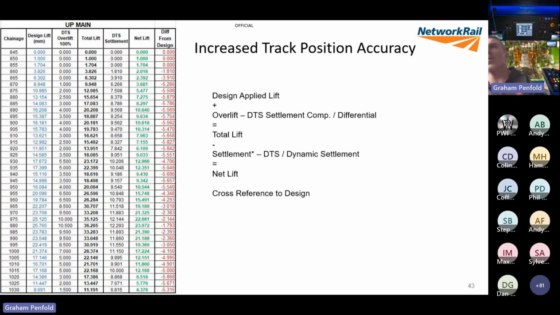But the point of this is, had we not applied that overlift, instead of being 4 or 5 mil low, you would take that overlift off. So we would have been more like 10 or 12 mil low. So we were virtually on the tolerance. If you can see, there were a few 5.8s.